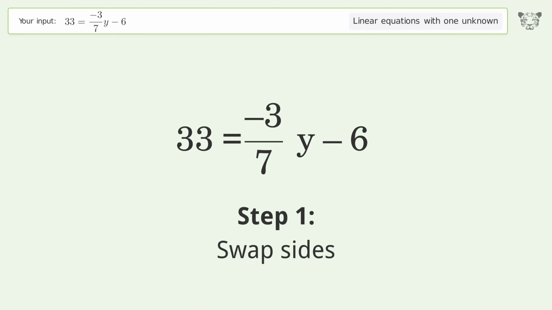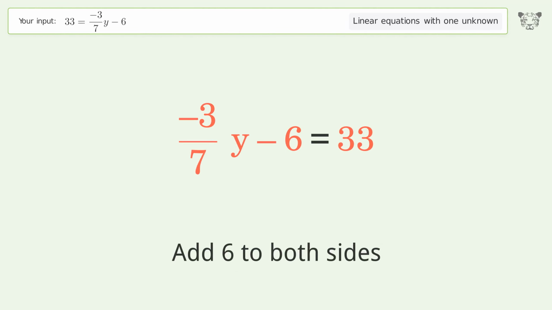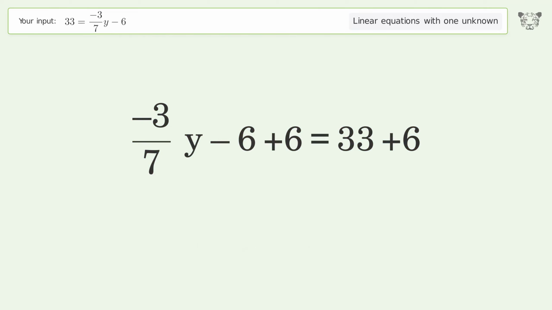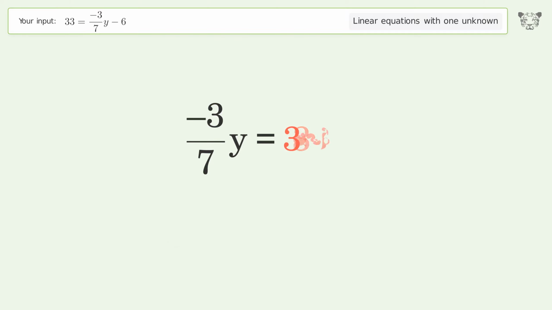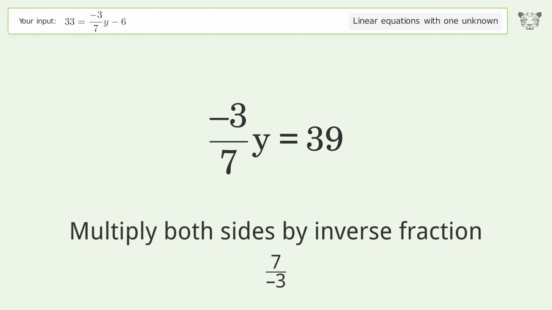Swap sides. Group all constants on the right side of the equation. Add 6 to both sides. Simplify the arithmetic. Isolate the y. Multiply both sides by the inverse fraction, 7 over -3.